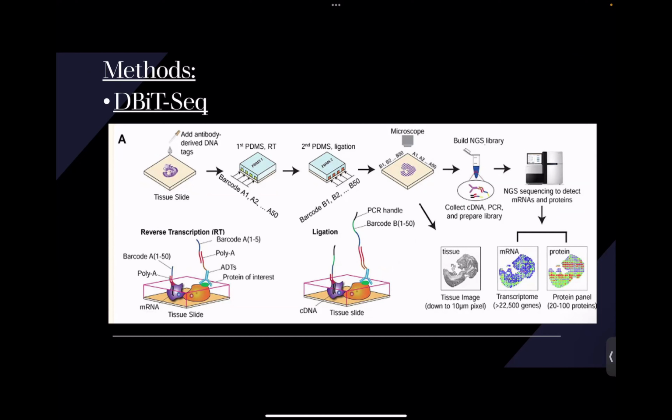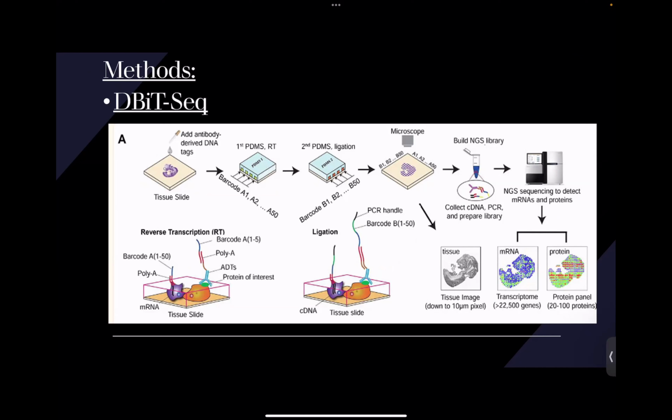We can then ligate it using a ligation linker and an oligo-dT sequence for binding the mRNAs or ADTs. And then we conduct in situ RT to yield cDNAs, which are linked to barcodes A1 to A50. And then we remove the first microfluidic chip, and we place another microfluidic chip with 50 perpendicular microchannels on the tissue. And then we introduce the second set of barcodes, which contains a ligation linker and a PCR handle.